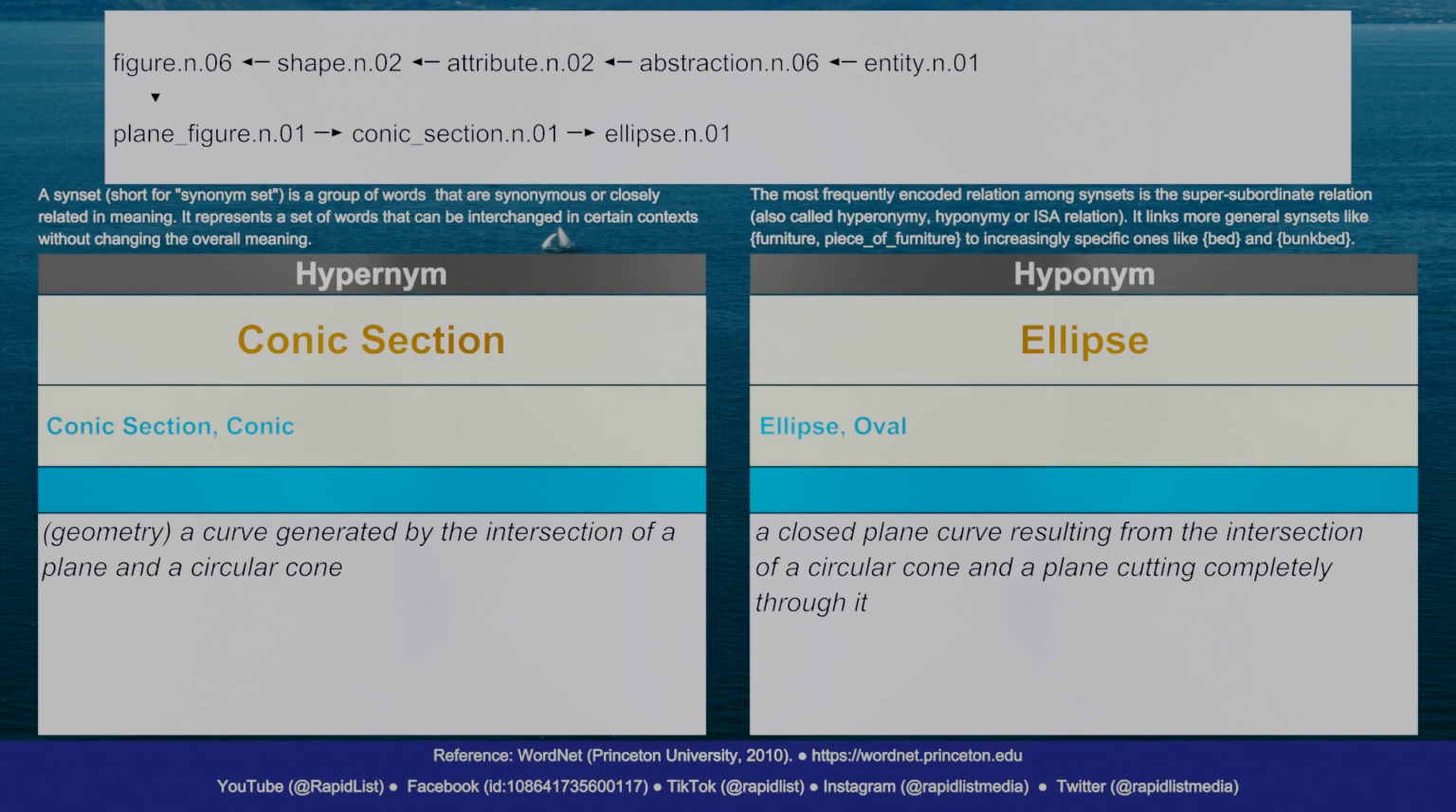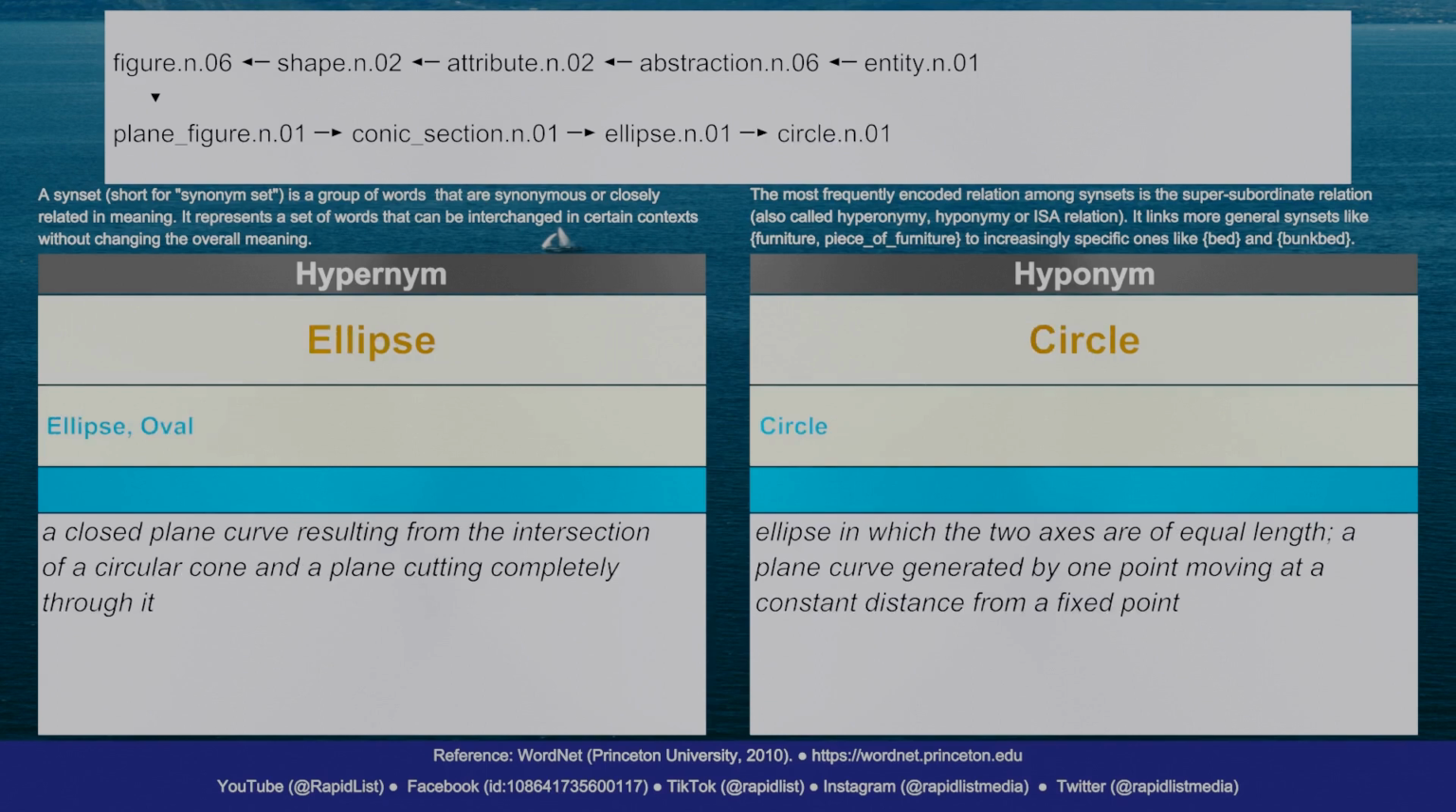The sums of the distances from the foci to any point on an ellipse is constant. Circle. Ellipse in which the two axes are of equal length, a plane curve generated by one point moving at a constant distance from a fixed point. He calculated the circumference of the circle.